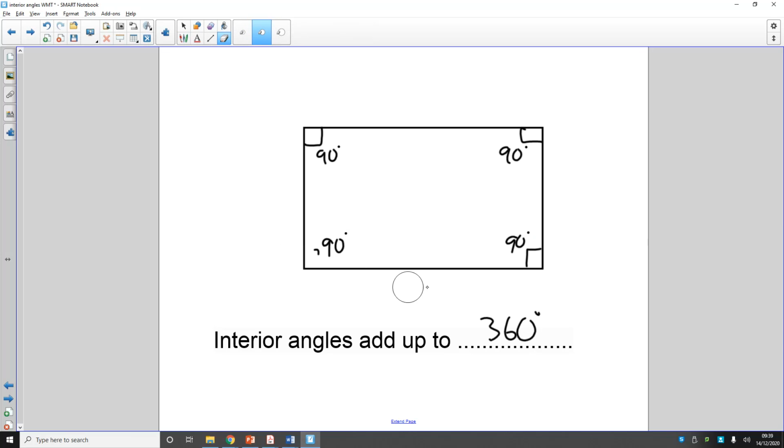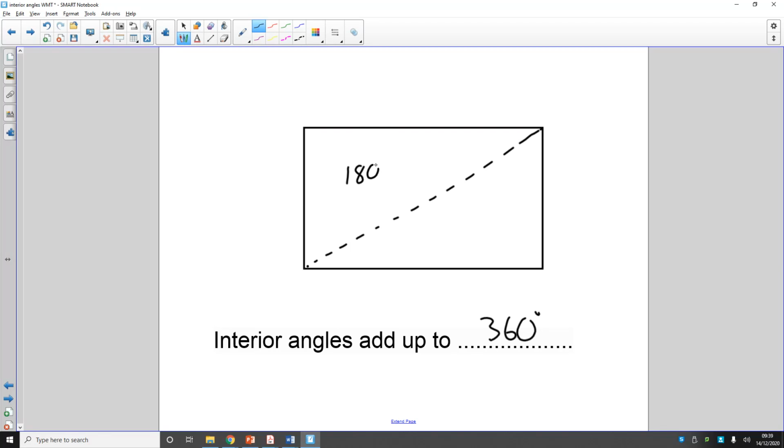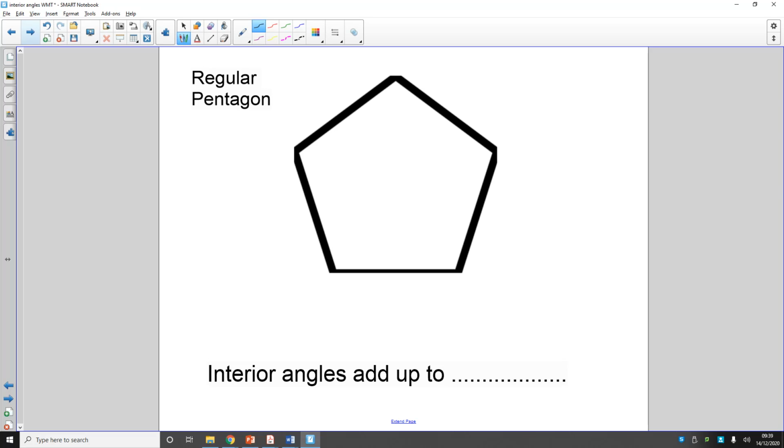Now, another way of looking at this shape is to break the rectangle up into two triangles. So this triangle here, the angles would add up to 180 degrees, and this triangle here would also add up to 180 degrees, and 180 plus 180 still gives you 360 degrees. That's going to be really useful when we look at other polygons that have more than four sides.